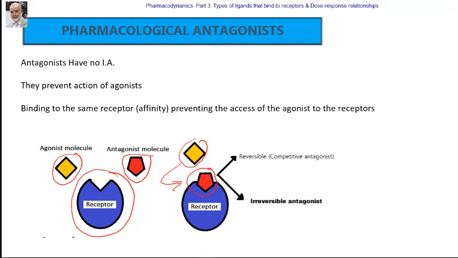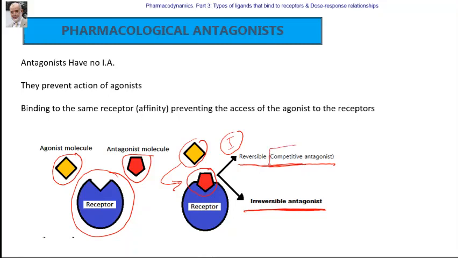Okay? Now, there are two types of antagonists. The first type is known as reversible competitive antagonist, and the second type is known as irreversible competitive antagonist. In the first type, the antagonist will bind with the receptor reversibly. That means the agonist can replace the antagonist from the receptor when it is present in enough concentration. That's why it's known as reversible competitive antagonism.